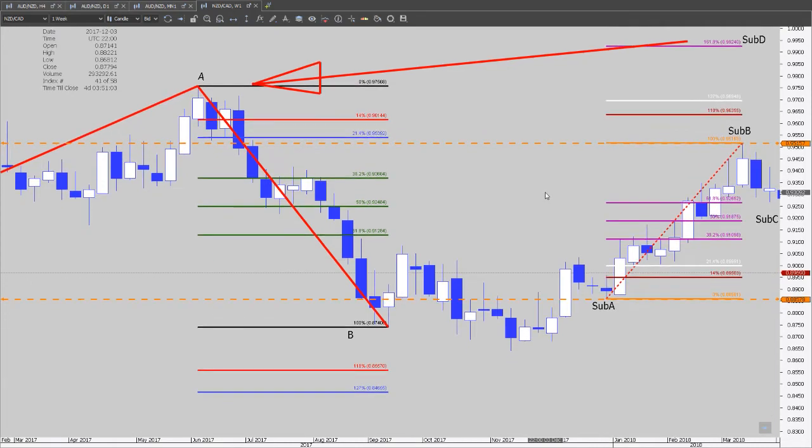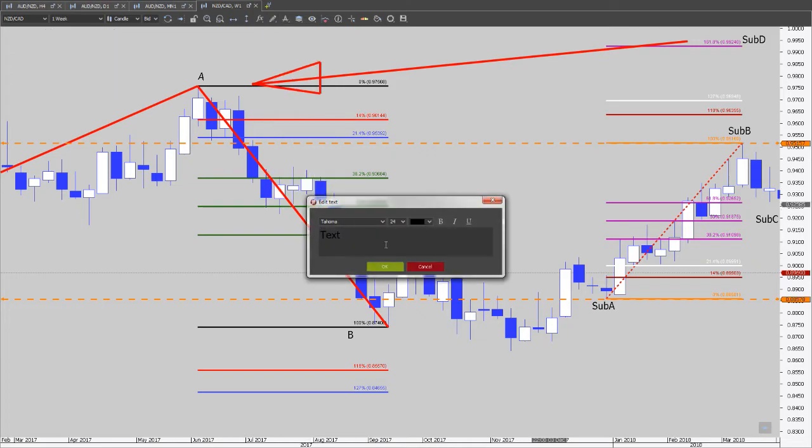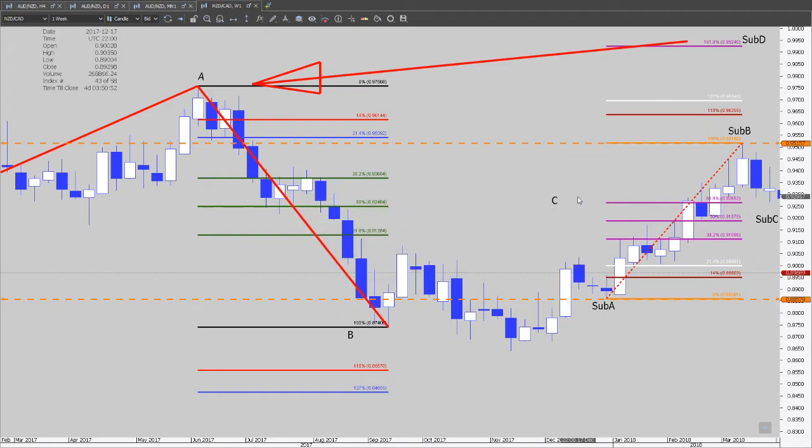Now, we forget something, didn't we? We forget about the original C. Where is the C of the original Fibonacci? Well, right now our sub B level equals the C. This is the level of the C, right? Why? Because what is the C? The C is the highest point, not necessarily a high, but the highest point inside the AB boundary after the B, before the market hits the appropriate D extension.